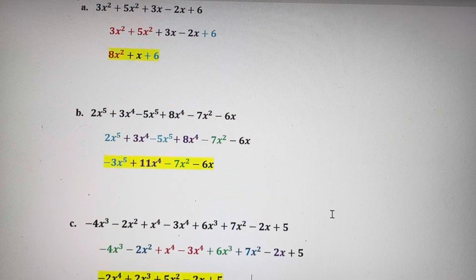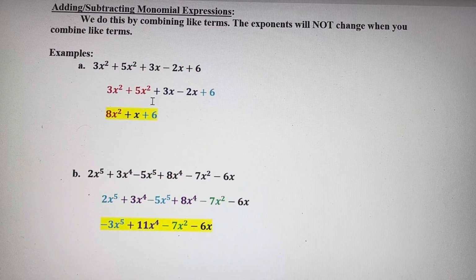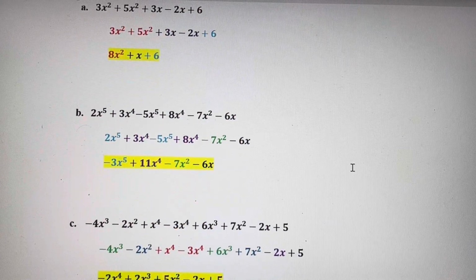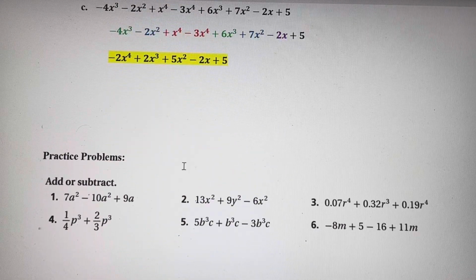So that's how you add or subtract monomials. You want to combine like terms. Remember, the exponents, when you combine those like terms, will not change. So now use these 3 examples and then work on the practice problems down here at the bottom.